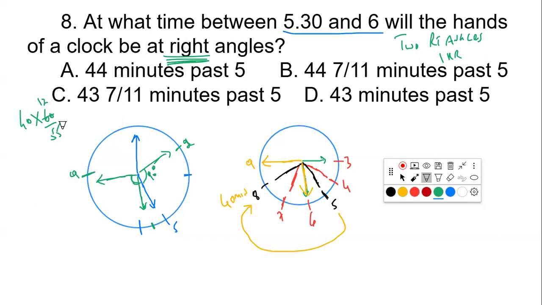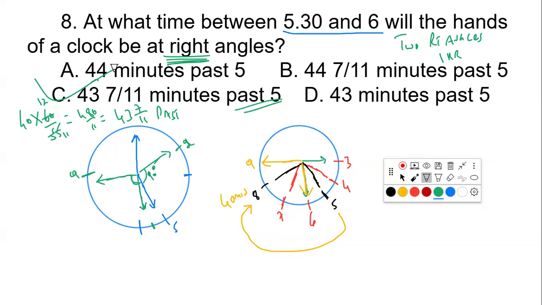So this is 12 times, this is 11 times 480 by 11. So 11 will go 4 times and 40. 11 will go 3 times 33, 43, 7 by 11 past 5. After 5 only, na? Past 5. So your answer is C choice.